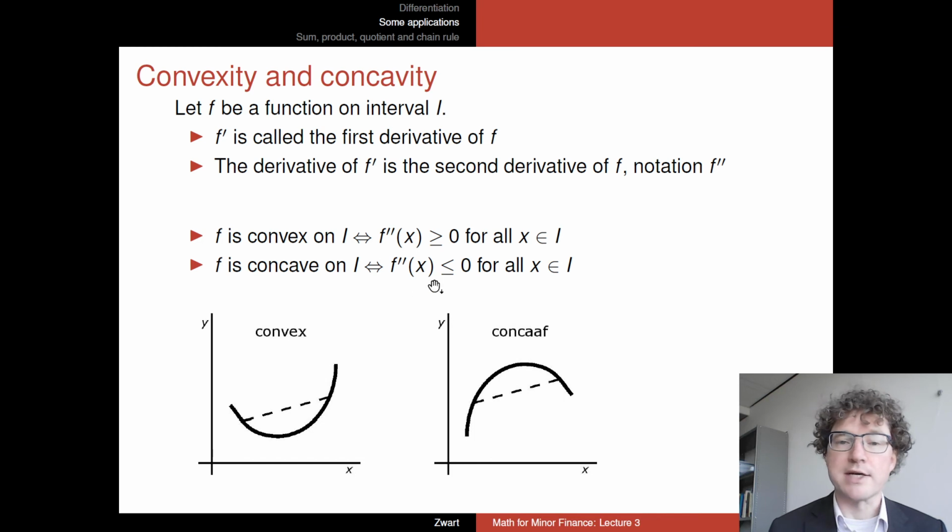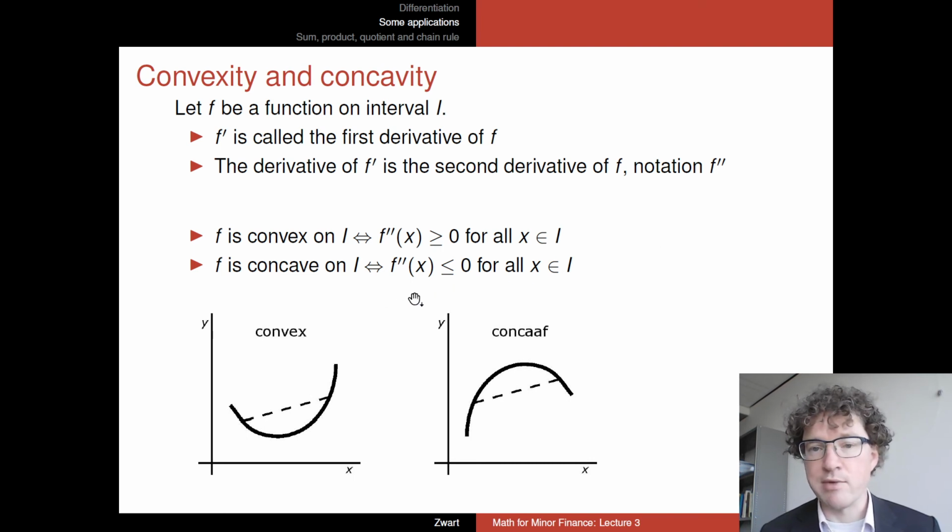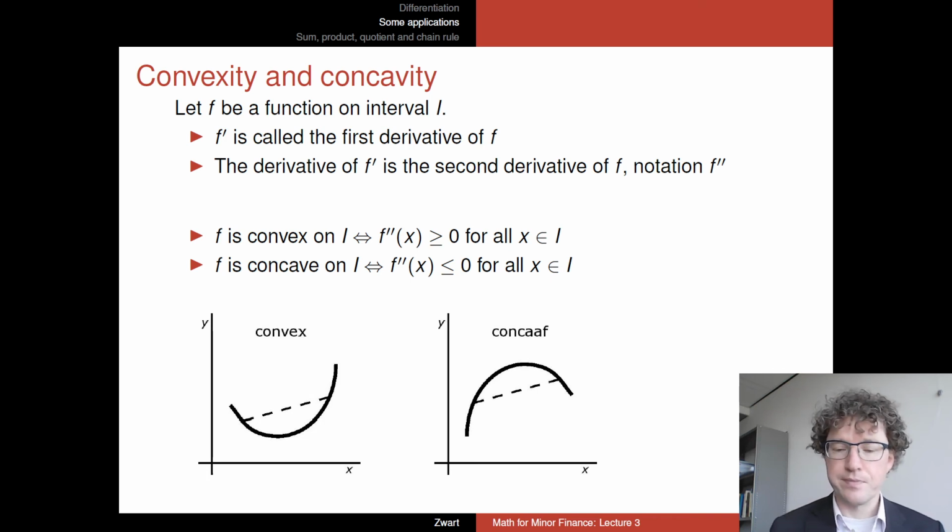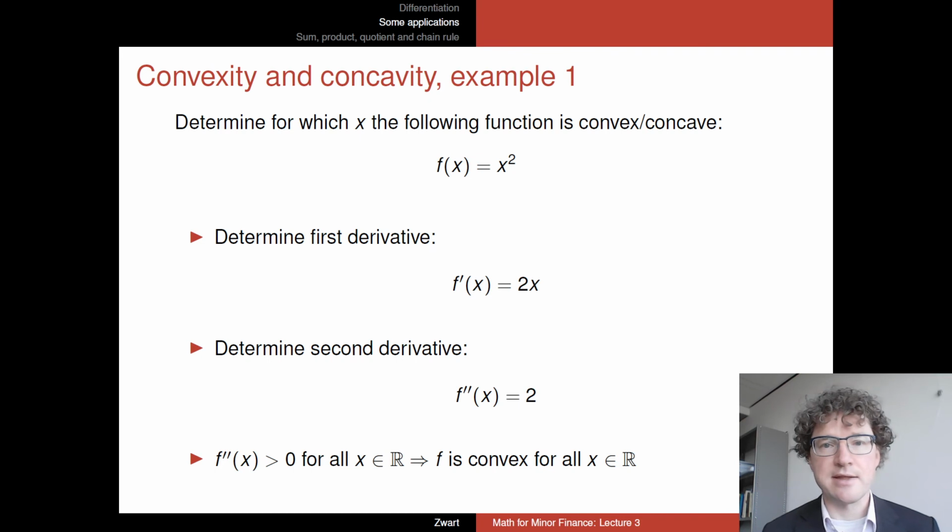And often we are actually also interested in this interval being the whole domain on which the function is defined. So if f is convex on its whole domain, then we just say f is convex, period. Whereas if f has a negative or 0 second derivative on its whole domain, then we call f a concave function.